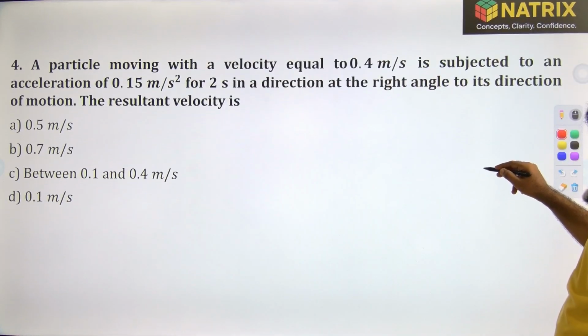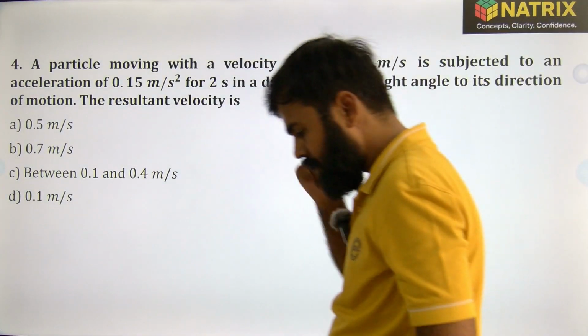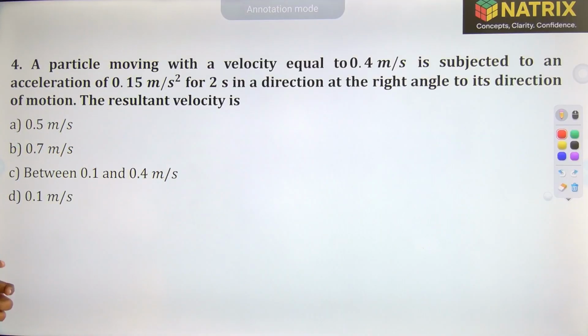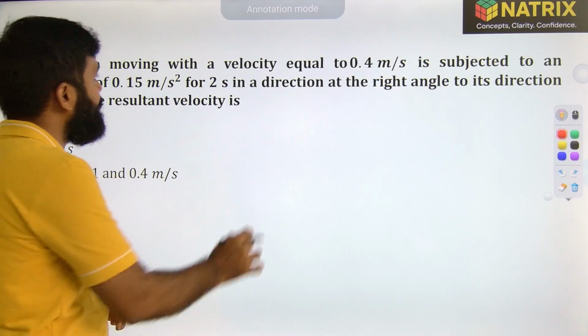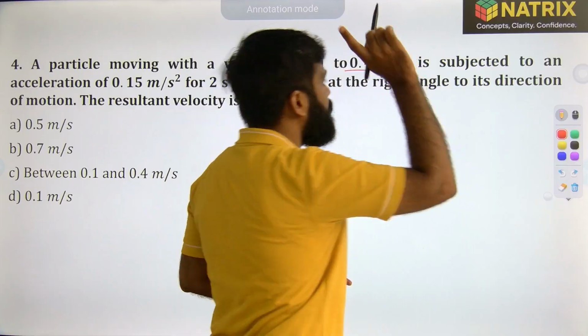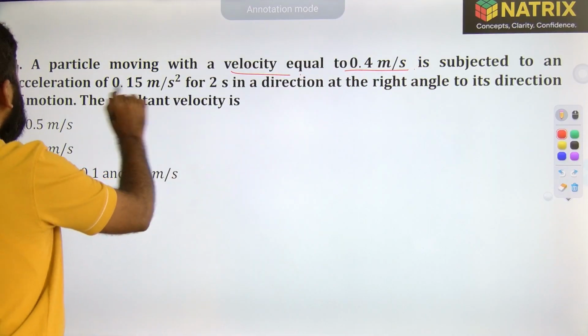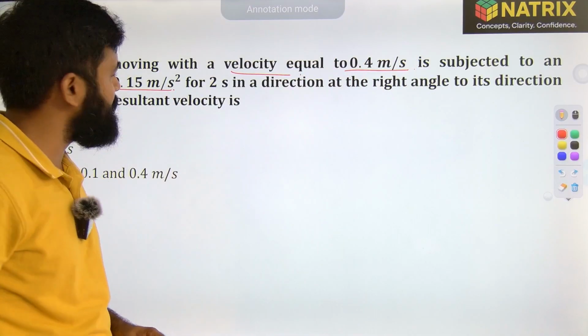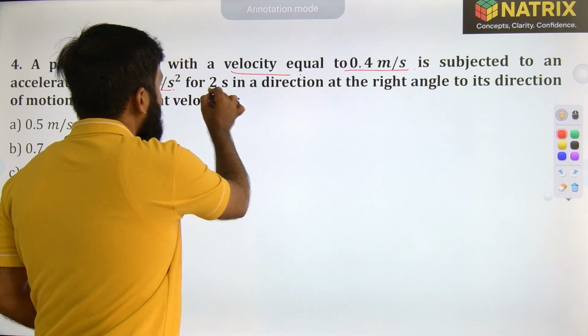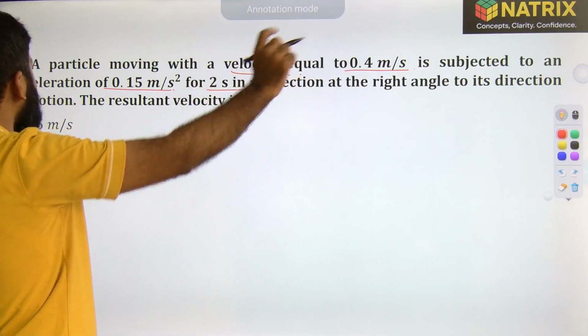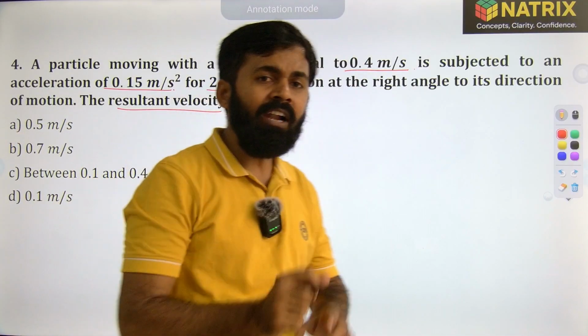This is the fourth one. What we will be doing in this question, I'll tell you. A particle moving with a velocity equal to 0.4 meter per second is subjected to an acceleration of 0.15 meter per second squared for 2 seconds. Then they are asking for the resultant velocity.